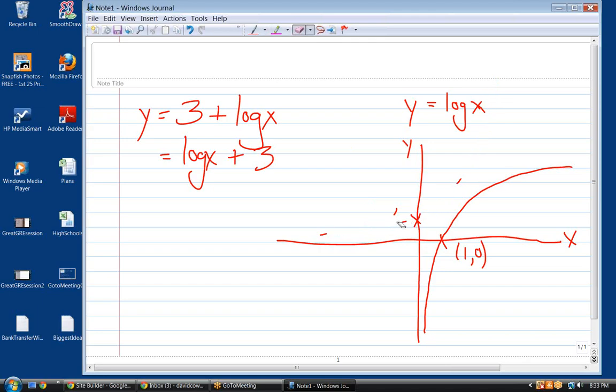Okay? So, what are we doing to the elementary function over here? We're moving it up 3. It doesn't change the vertical asymptote. There still is a vertical asymptote there, but it does change that point to 1, 3. And I know what that point is.